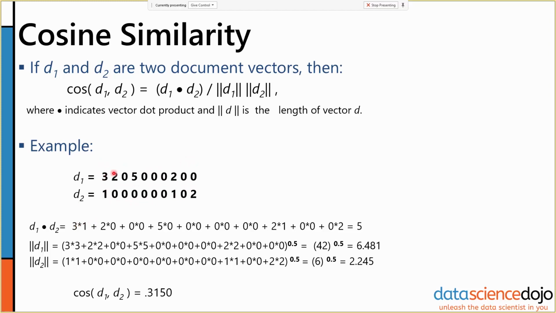So 3 times 1, 2 times 0, 0 times 0. Maybe this is play, and this is coach, and this is tournament. And so we'll do our counts, and then we'll multiply them all together, document to document, and sum that all up. And then we end up dividing by the magnitude, by the product of the magnitudes. So the product of the magnitudes is just you square each attribute, add them all up, and take the square root.